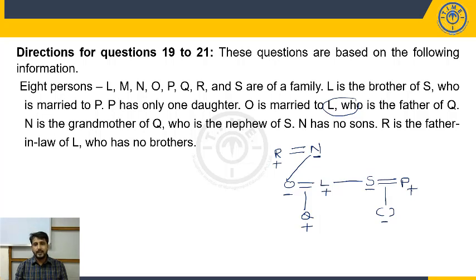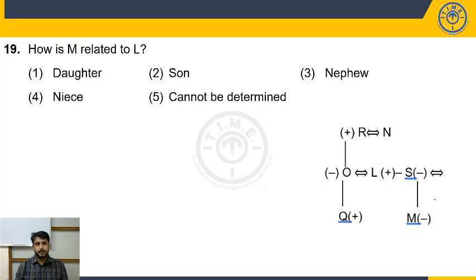And we have total 8 persons. 1, 2, 3, 4, 5, 6, 7. Who is the remaining person? M. So M is the daughter of P. That's it. Very simple. And we have 3 questions below this. Let's answer the questions. How is M related to L? From L to M we need to check. It is niece. Choice 4.